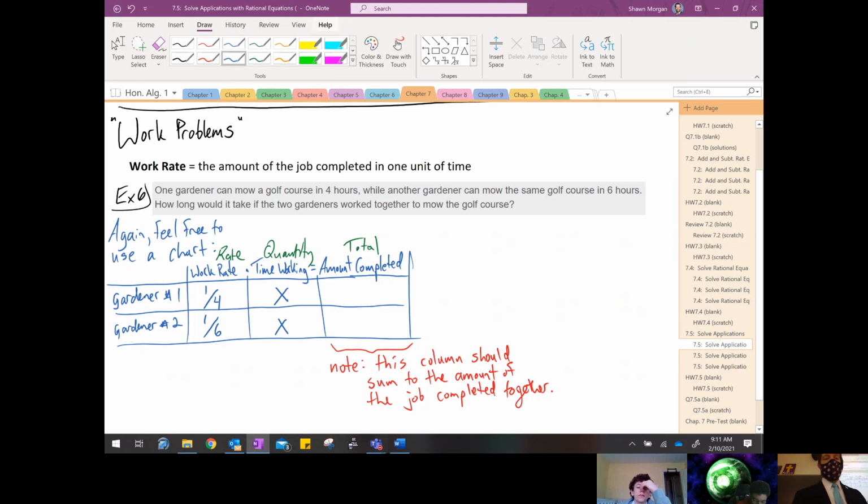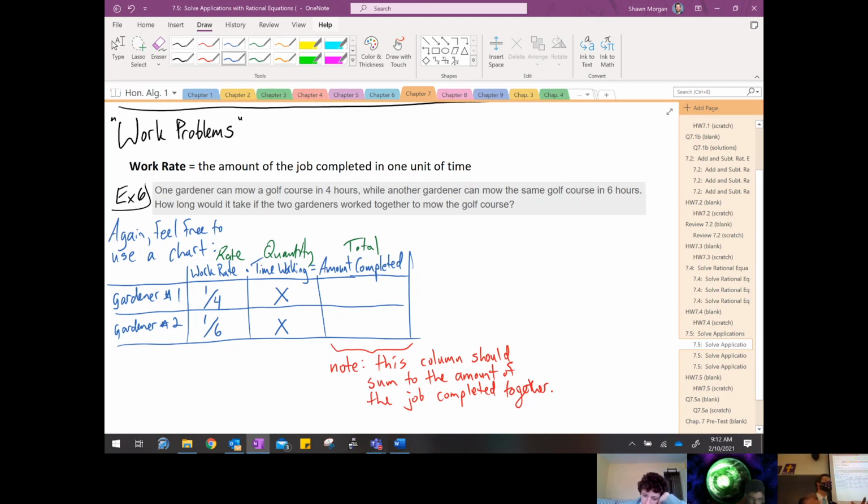William. Wouldn't the time working be 4 hours and 6 hours though? Because they give it to us in the. Great question. Short answer, no. The 4 hours and the 6 hours, listen to me on this, folks, is a hypothetical scenario if they were working on their own. It would take them 4 hours to do the whole room, or in this case, to mow the whole course. The 6 hours would be if gardener number 2 was working by himself the whole time.